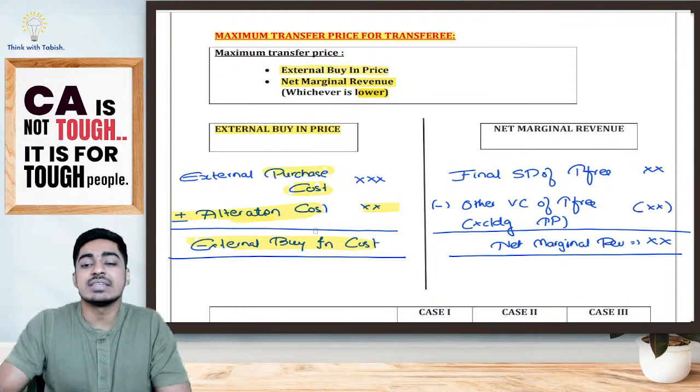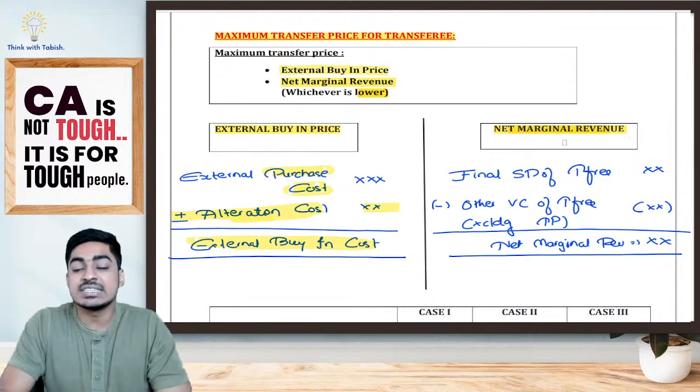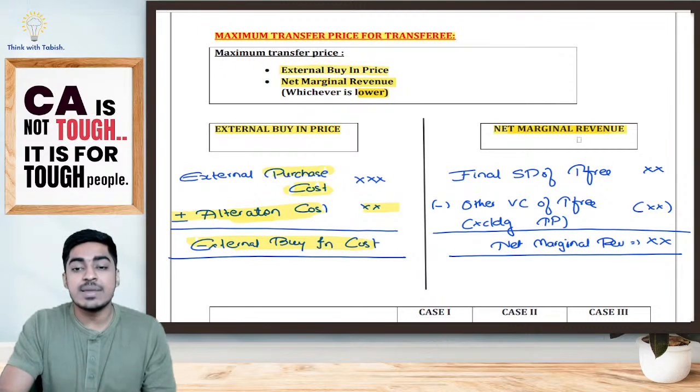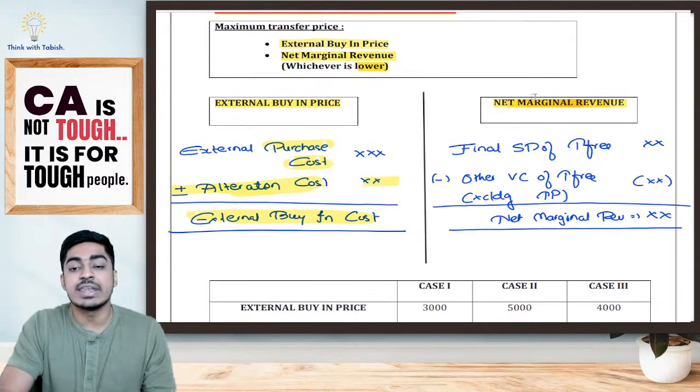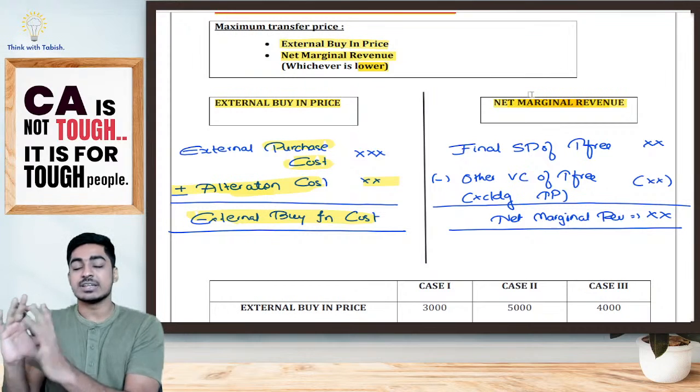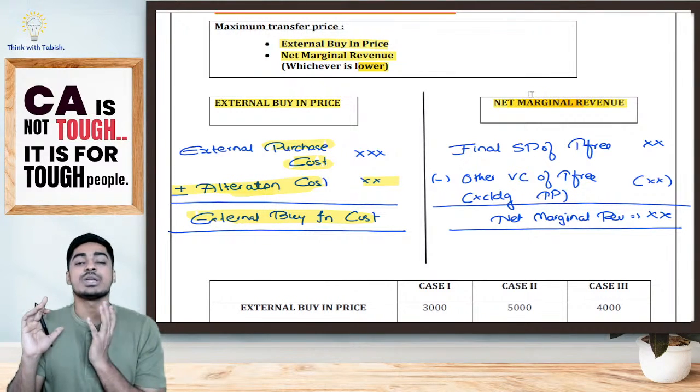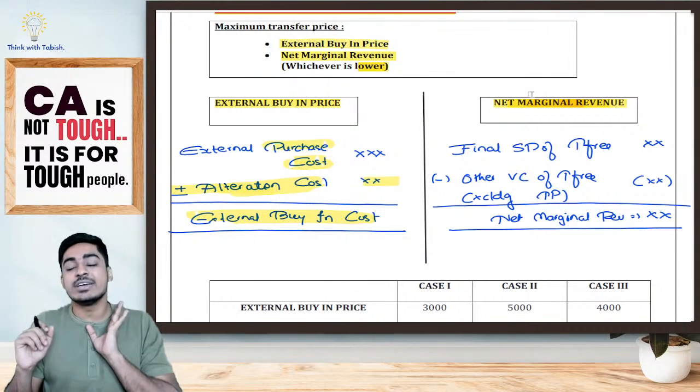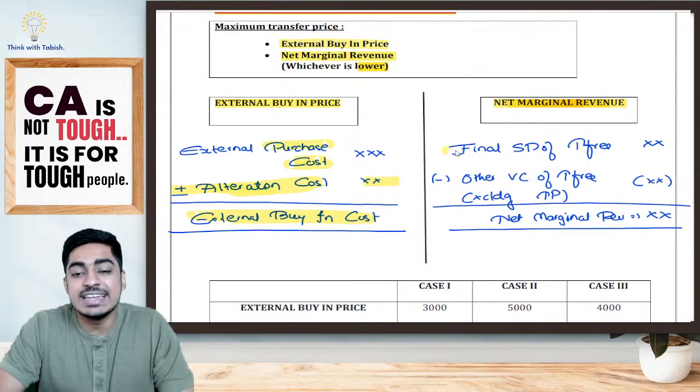Next, we have net marginal revenue. How much extra revenue is there with me? We are looking at the marginal revenue. We will be considering only the relevant. Because of this transfer, how much are we getting? Because of this sale, how much are we getting? So fixed cost and general cost we will ignore. We are telling how much is the final selling price.